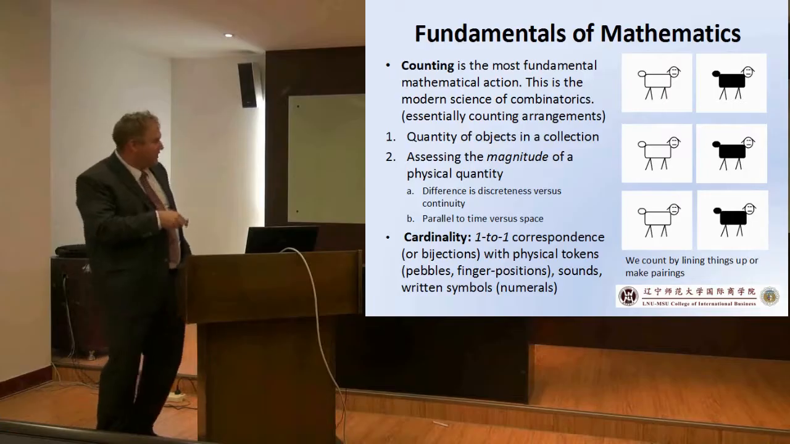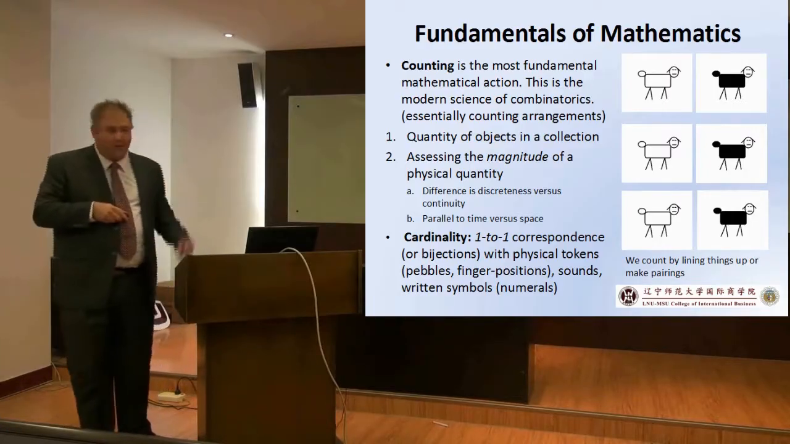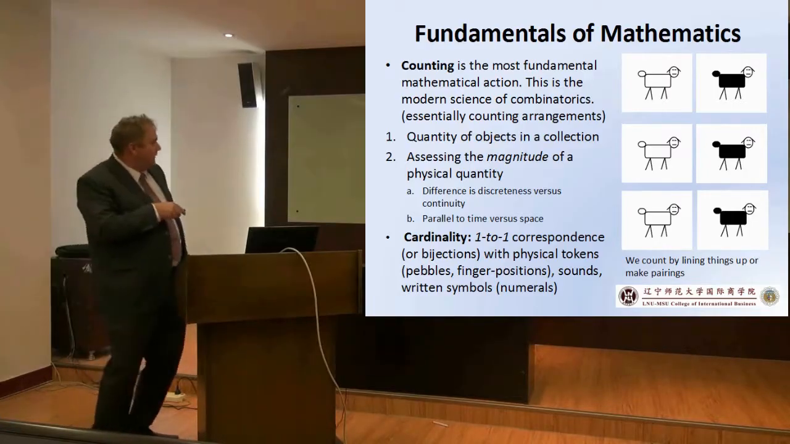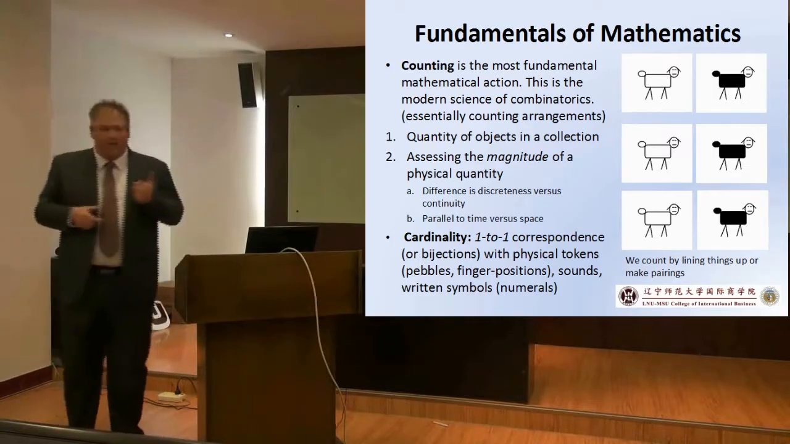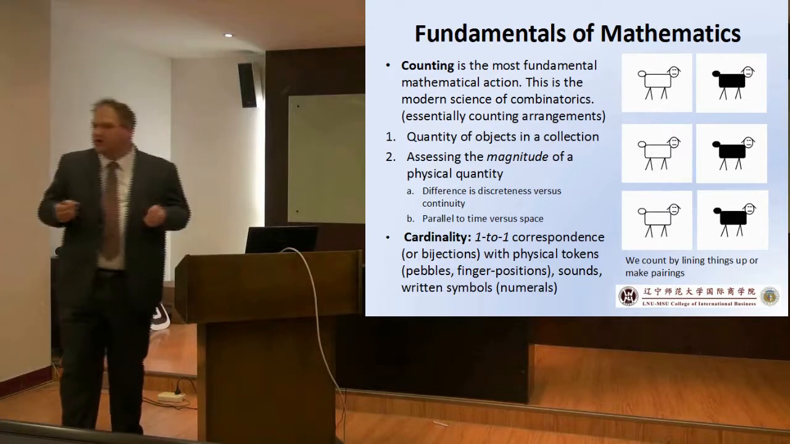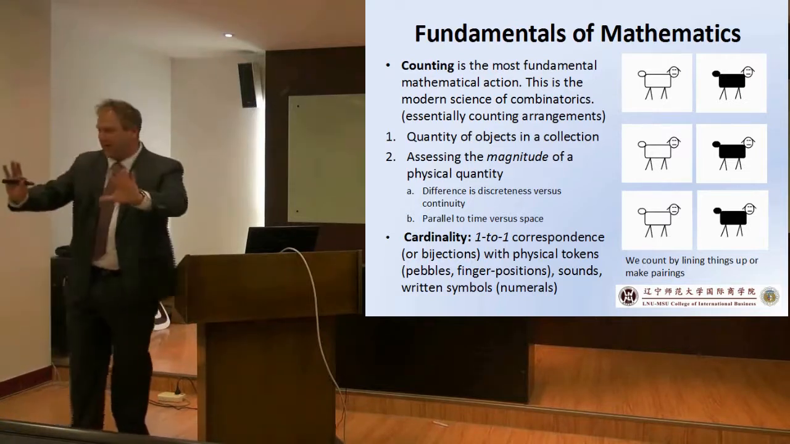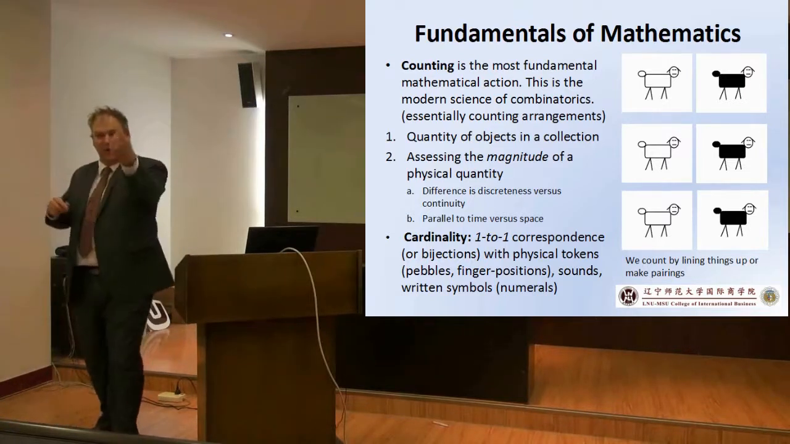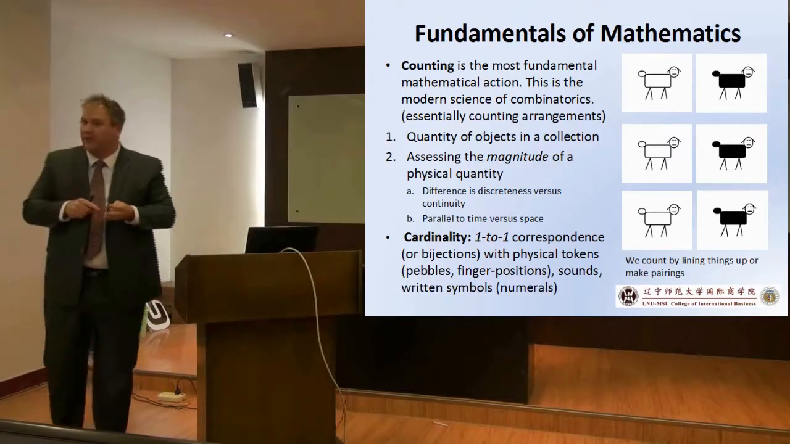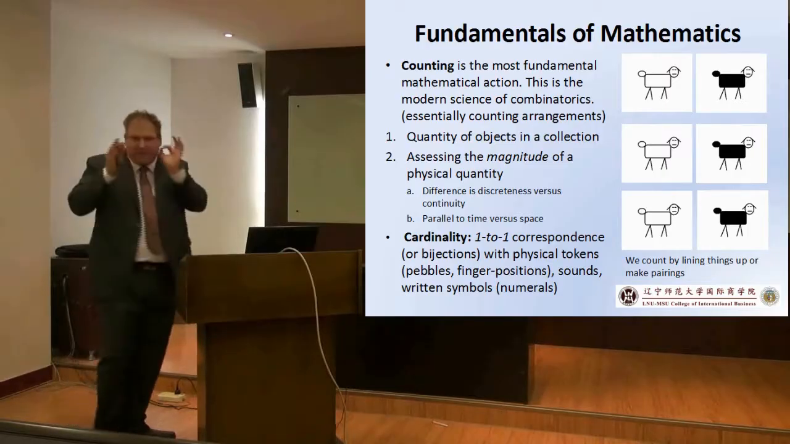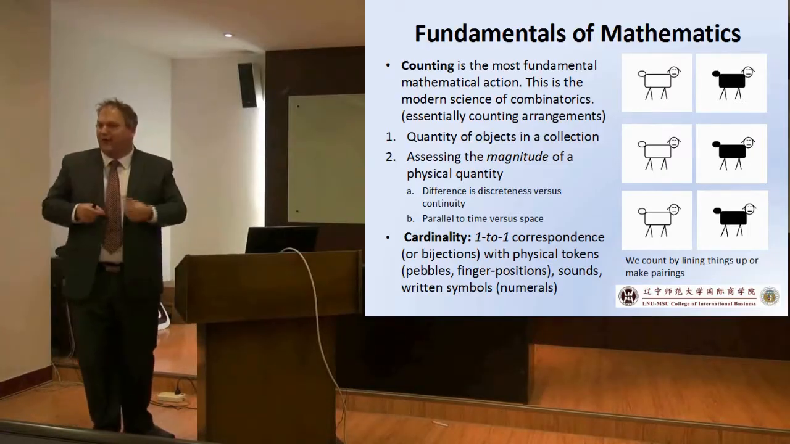So here you got 3 white sheep and 3 black sheep. We start categorizing quantity of objects, the magnitude, physical quantity. And then from there we start talking about cardinality, 1 to 1. So we realize we have 10 fingers. So I can say, okay, 1, 2, 3, 4. I start making abstractions. So it starts from just basic observation, and then we turn it to abstractions.